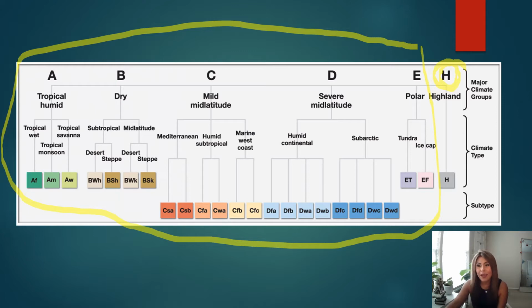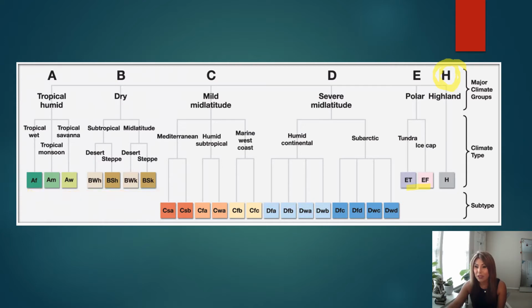I'm not going to have you memorize exactly every letter, like AF is tropical wet, BSH would be subtropical steppe. You wouldn't be responsible for every single subdivision. If you were in a graduate level class, yes, you'd be responsible for memorizing all that. But what I want you to pay attention to is your tropical climates, dry, mild mid-latitude, severe mid-latitude, and polar.